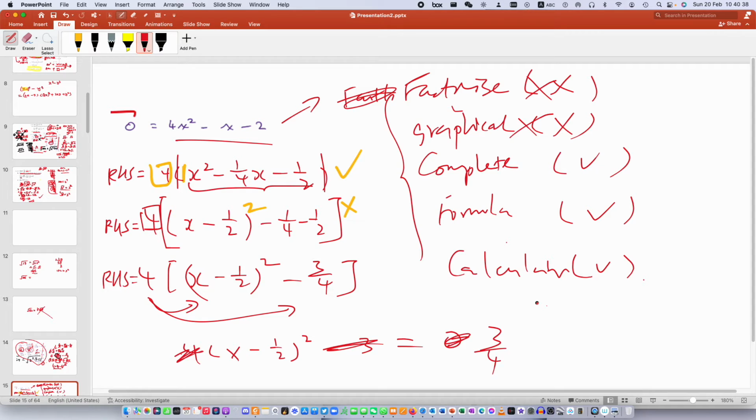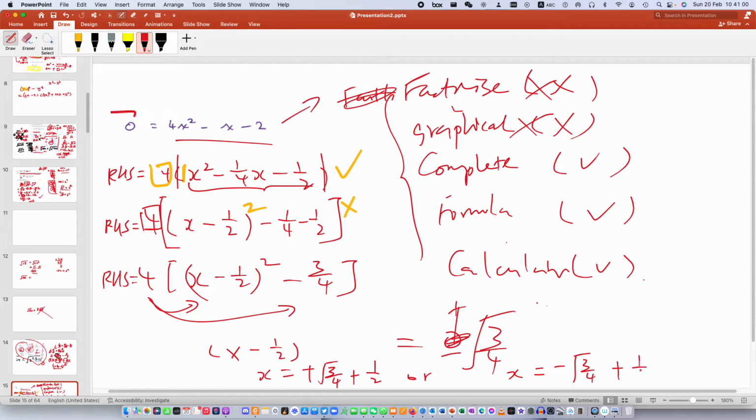So x is equal to, how to do it? Square root plus minus. Then x is equal to plus 3/4, so minus is plus, or x is equal to minus 3/4, then plus. Okay, so then you get your two decimal places or three significant figures. Okay, so this is one way.